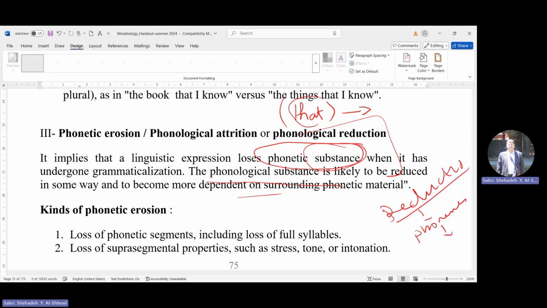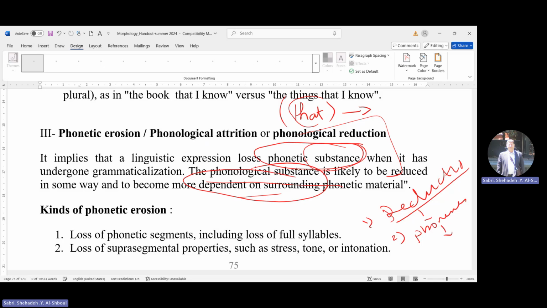The reduced form is not totally predictable because it can be one phoneme, or it can go beyond the phoneme to parts of a syllable. In general, we can say that there is a reduction, and the element becomes dependent on its surroundings, i.e., it cannot be free. It should be attached to a surrounding phonetic material. It cannot stand by itself.